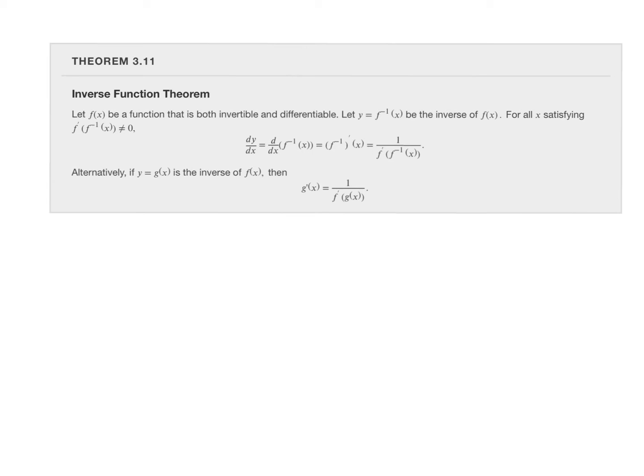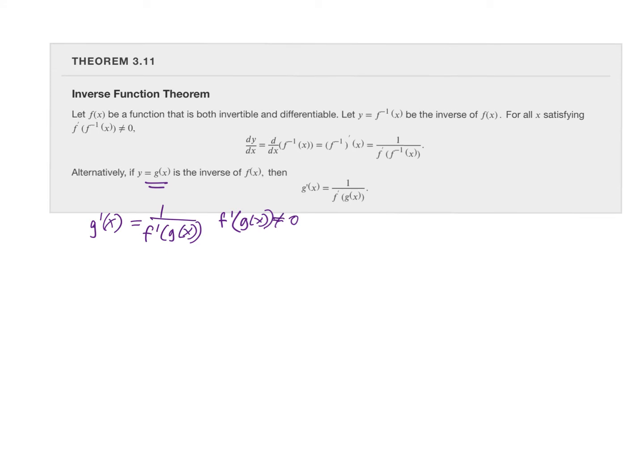It says, let f of x be a function that is both invertible and differentiable. That means that the derivative exists everywhere along the domain, and also that you can find the inverse function of f of x. If that's the case, and g of x is the inverse of f of x, then g prime of x is equal to 1 over f prime of g of x. Okay? And that's only if f prime of g of x does not equal 0, right? We don't want that because we can't have a 0 in the denominator.